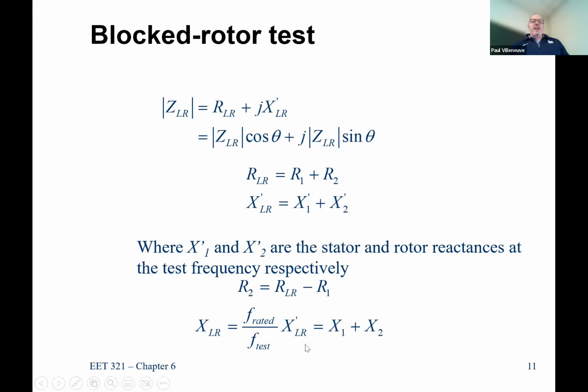So if I run that at a lower frequency, I only need to correct the X value, because omega times L is equal to X, and omega is 2 times pi times f. So if my test frequency is different, I have to correct those reactances based on that test frequency.